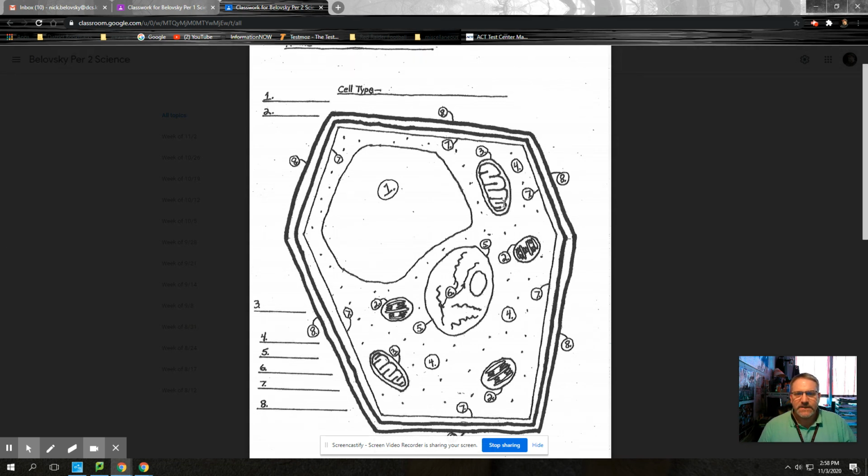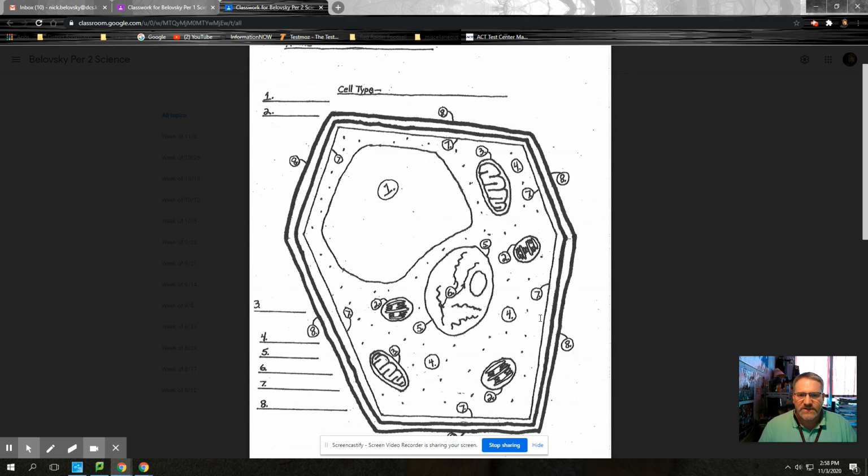Number three, these things right here, those are mitochondria. They are what burn the energy. They are what actually take the food and make it into energy, ATP, adenosine triphosphate. They are the powerhouses of the cell.